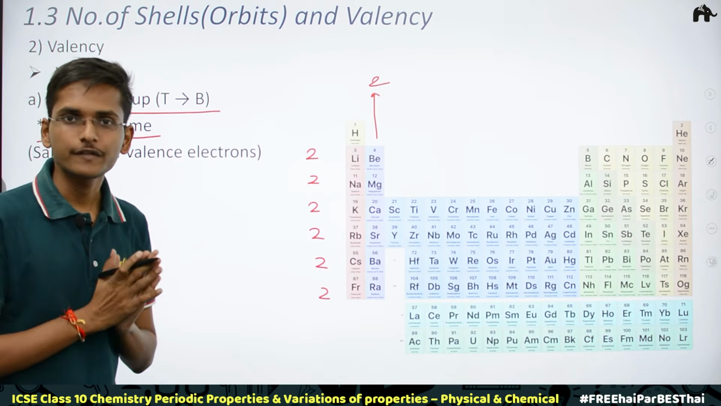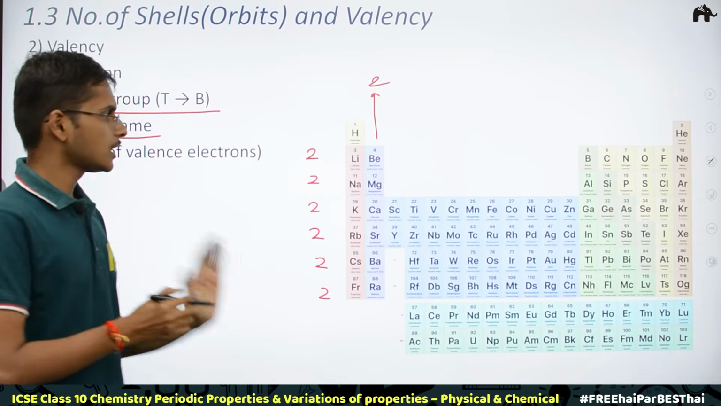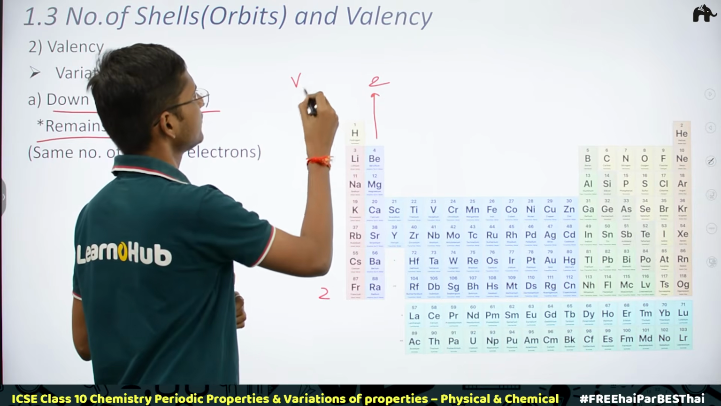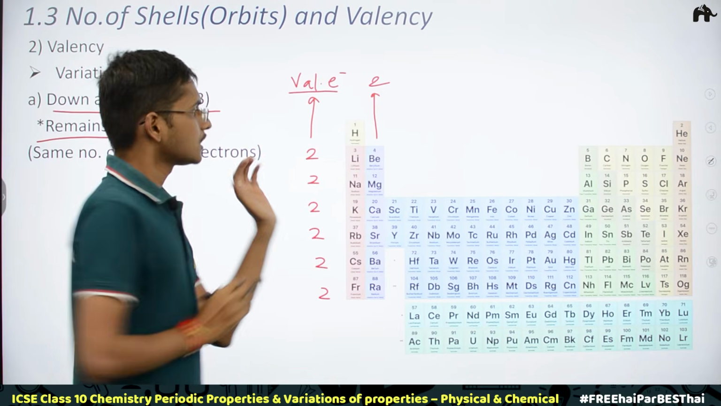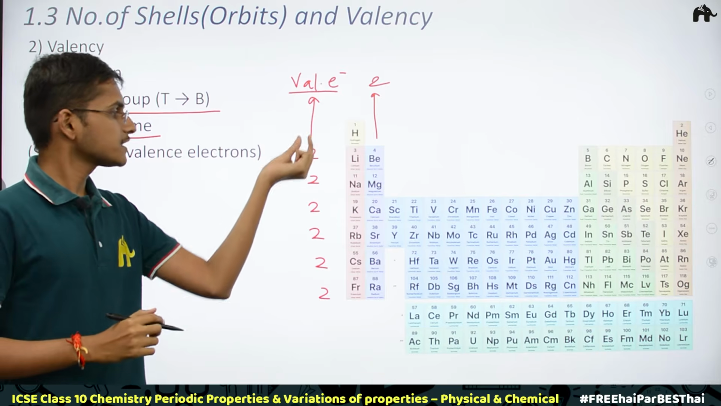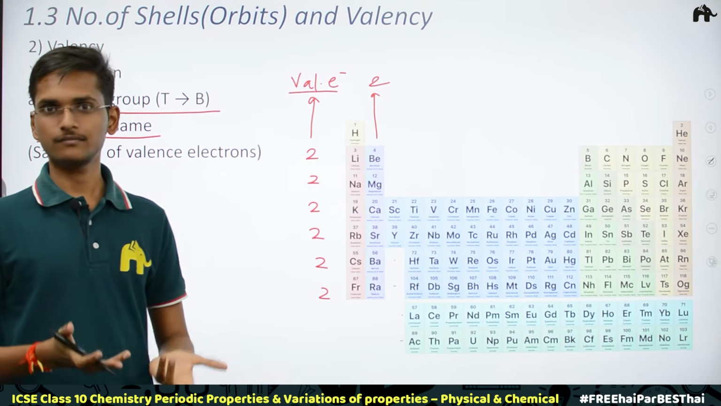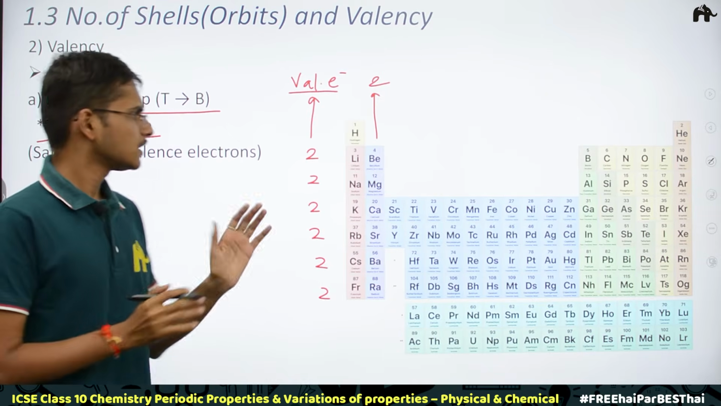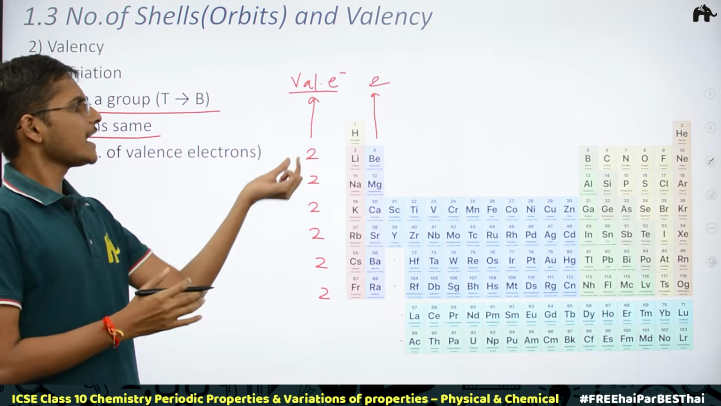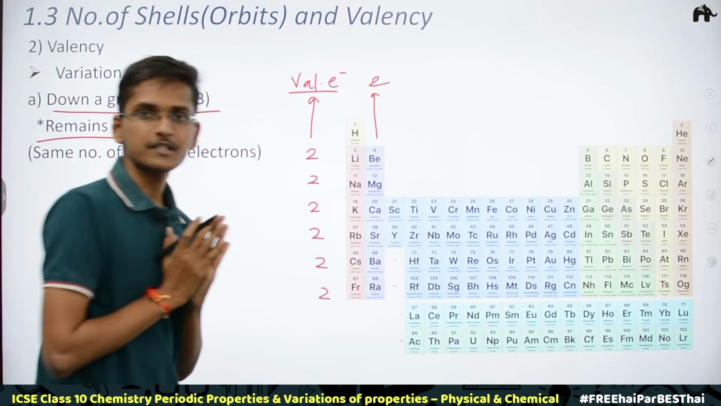Try writing the electronic configuration on your own, so you would figure it out. Now what actually the point is, since the number of valence electrons is the same, just now we studied that valency depends on the number of valence electrons. And now let's try to find out the valencies of all these elements.